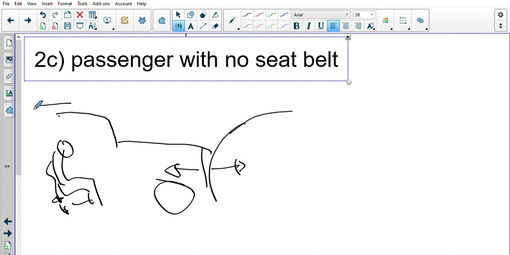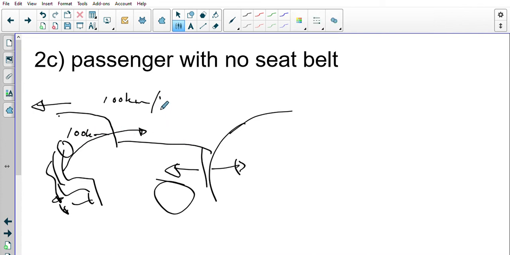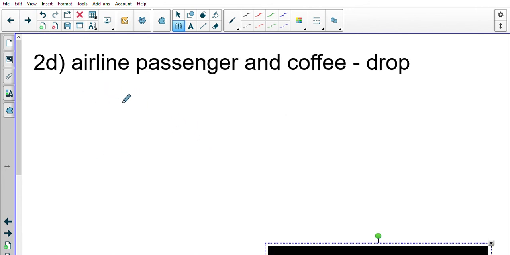The car is going to have a force that is slowing it down in that direction. Well, this person just keeps on traveling. If the car is traveling 100 kilometers an hour, then the person is traveling 100 kilometers per hour. And so the person continues traveling in a straight line, and will hit the window. Bad situation.